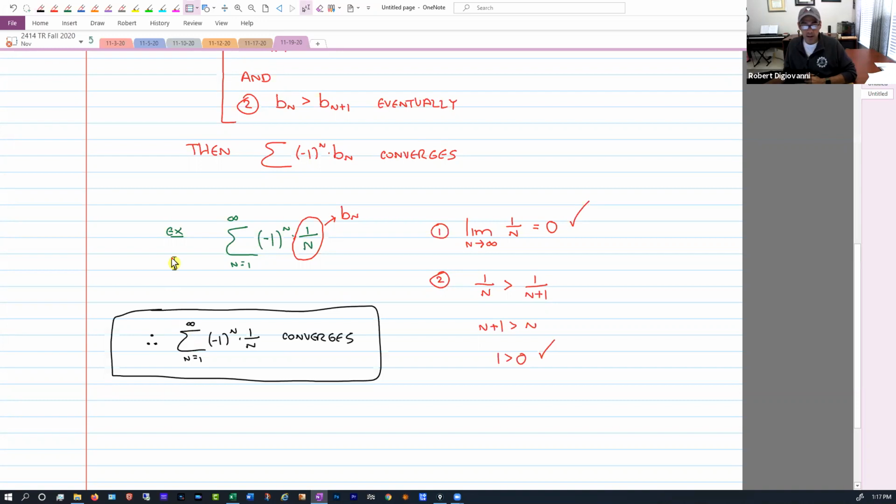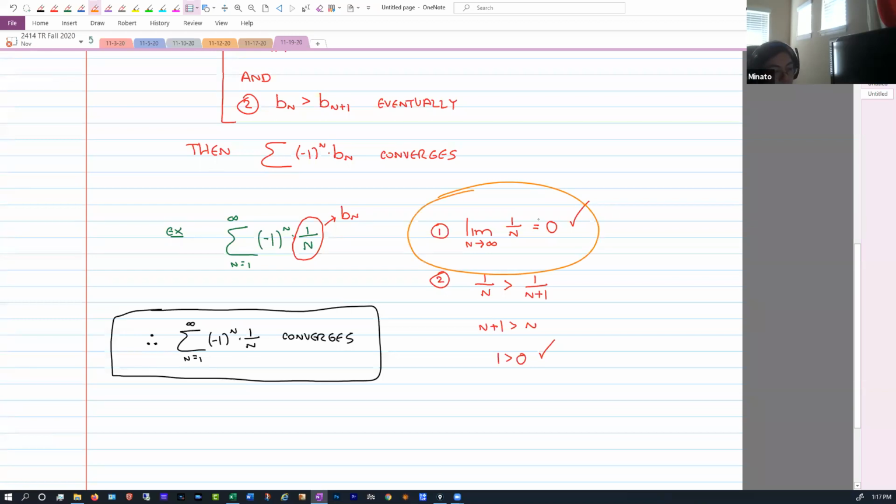Yeah, that's right. Let's say that this limit wasn't 0. Monato's bringing up this very good point. Let's say we did this and it wasn't 0. We would not say, oh, then it diverges. We would just say the test failed. If these are both true, then it converges. If either one of these is false, the test has failed.